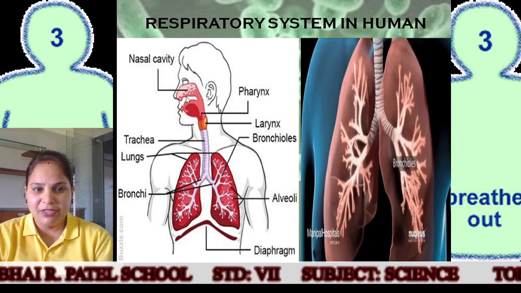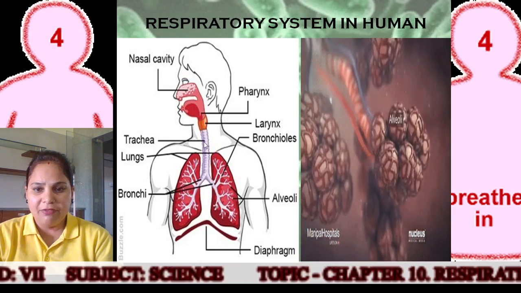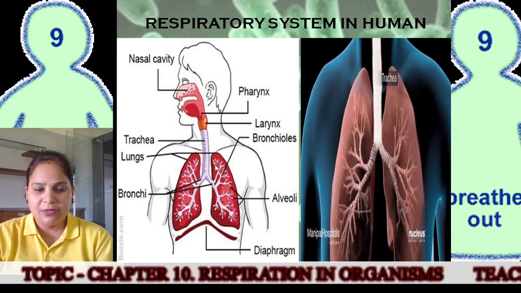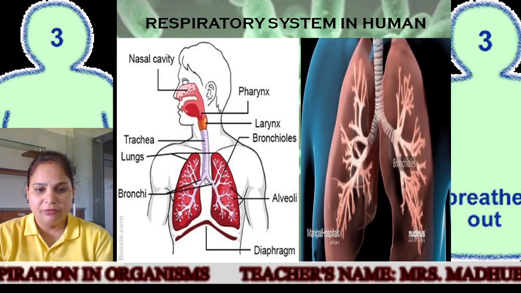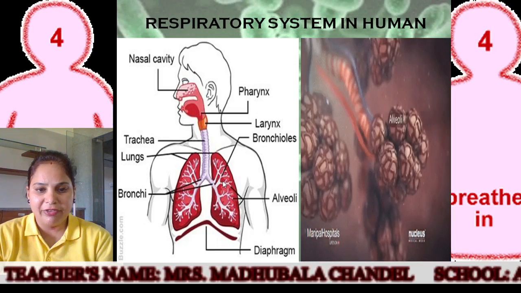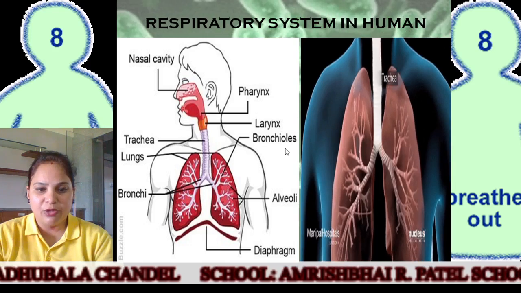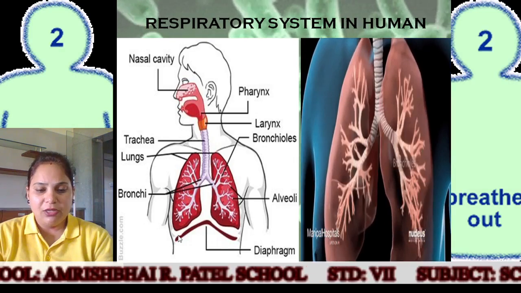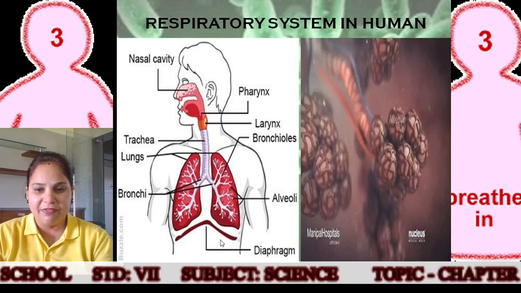First, we have the nasal cavity, then the pharynx, larynx, and from there we can see the trachea, then the trachea to the lungs. The lungs contain bronchi. You can see bronchi here, two bronchi in the left and right lung. Then we have bronchioles. The bronchi are divided into bronchioles, and from the bronchioles we have alveoli. And below the lungs you can see a stretched membrane-like structure called the diaphragm.